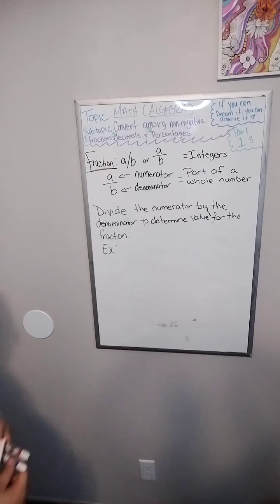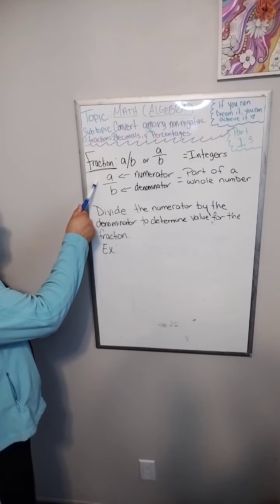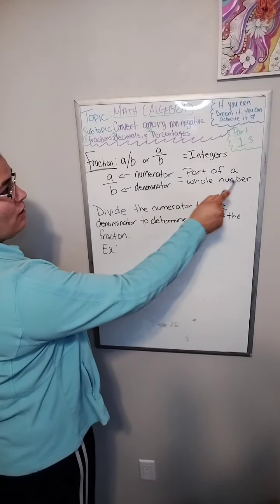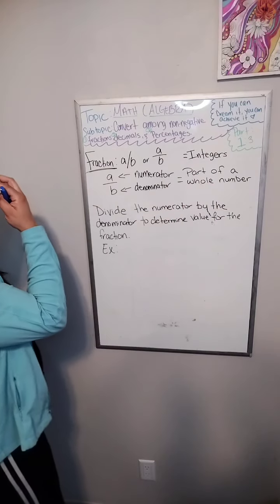A numerator, like I said, is the top of the fraction, and the denominator is the bottom of the fraction. And this will equal part of a whole number or an integer.